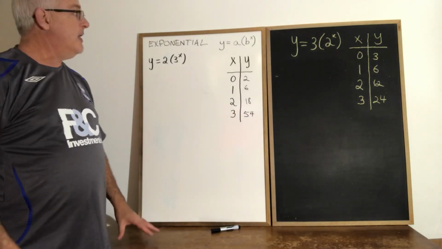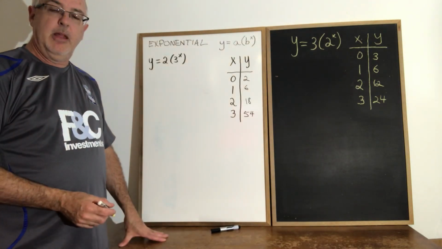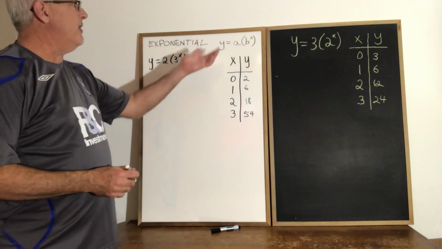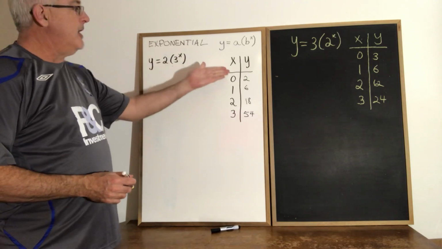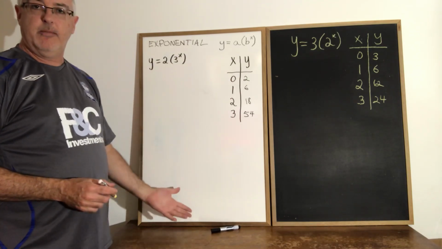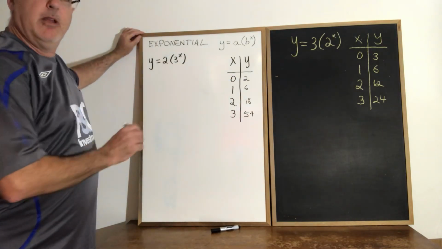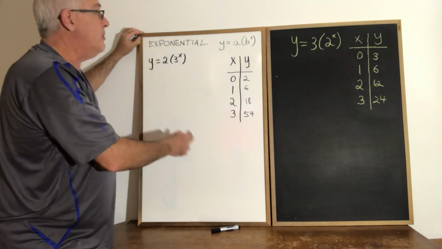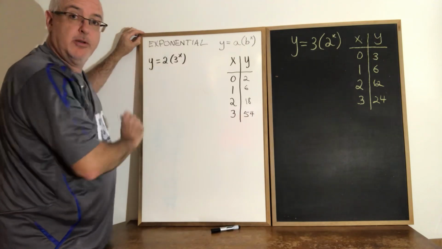Today's daily dose of math is about the exponential function. I have another video where I showed how a student given the rule of an exponential function can fill in a table of values and graph it. But this video is about doing the process in reverse. What if we have a table of values and we have to figure out the rule, the equation?